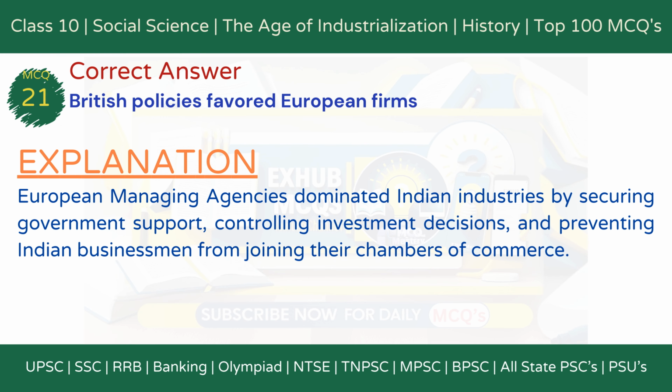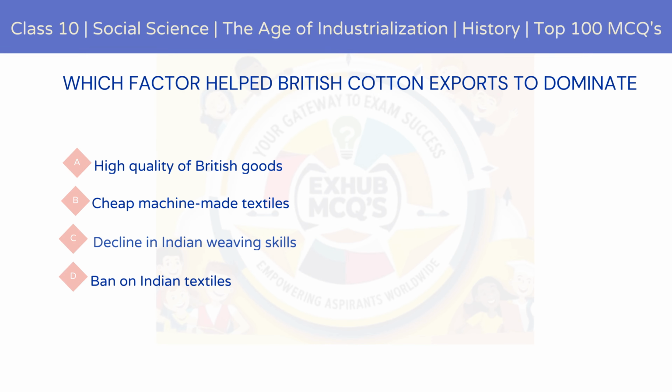The correct answer is option B, British policies favored European firms. Explanation. European managing agencies dominated Indian industries by securing government support, controlling investment decisions, and preventing Indian businessmen from joining their chambers of commerce.